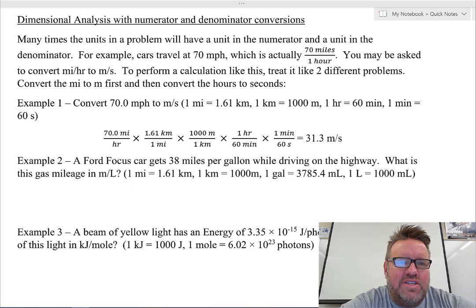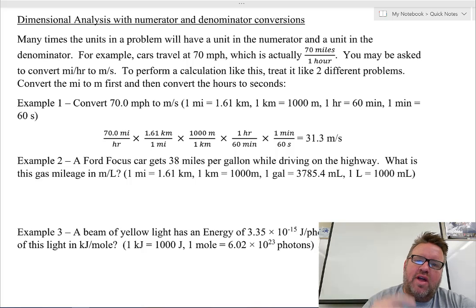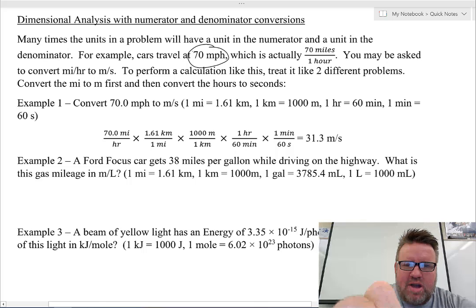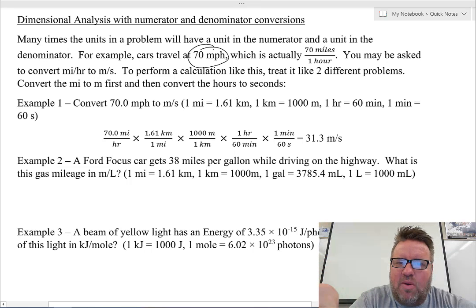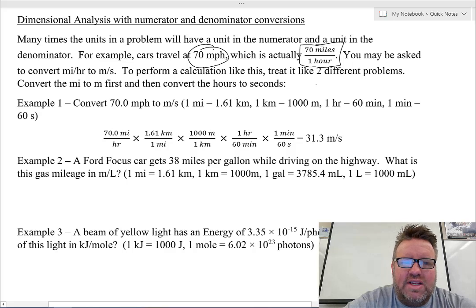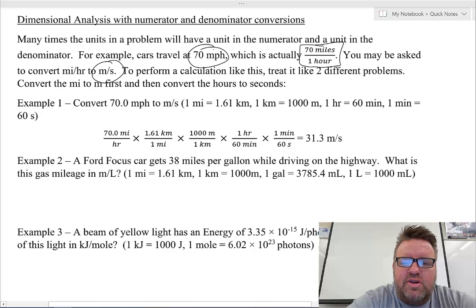So our final area of discussion dealing with dimensional analysis has to do with sometimes when you have a unit or a number, a value, a measurement, that you'll have a unit on the top and you'll also have a unit on the bottom. For example, when we talk about a car traveling 70 miles an hour, 70 miles an hour really is 70 miles over 1 hour, and that means that you'll drive 70 miles in exactly an hour. Okay, and when you do that, you might have to convert that to something a little bit more, let's say, sciencey, such as meters per second.